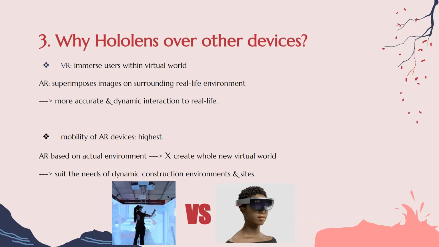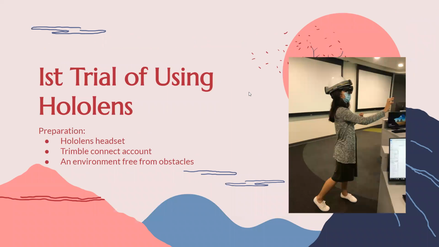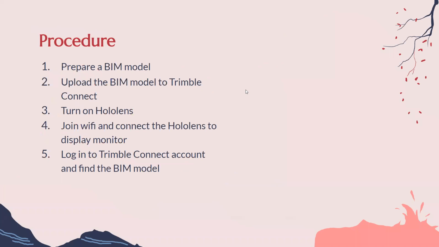And we think that it can achieve a more accurate and dynamic interaction to real life. Also, it has the highest mobility as it is based on the actual environments. It doesn't need to create a whole new virtual world and can suit the needs of the very dynamic construction environment and sites. The first trial of HoloLens is at CIC BIM space.